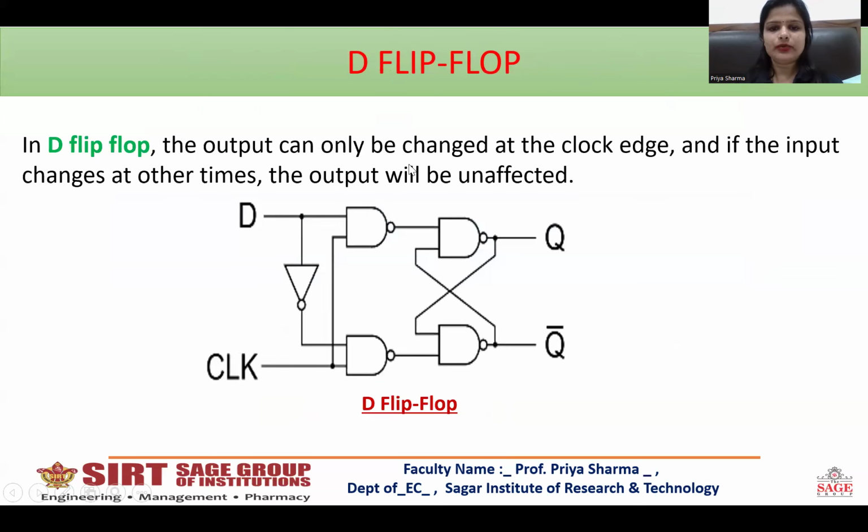Again, for the D flip-flop, D stands for data flip-flop. The output can only be changed at the clock edge, and if the input changes at other times, the output will be unaffected. This is basically the same as the SR flip-flop, only the inputs are connected. Both the inputs are connected using an inverter gate. An inverter is being used and the inputs are connected simultaneously.